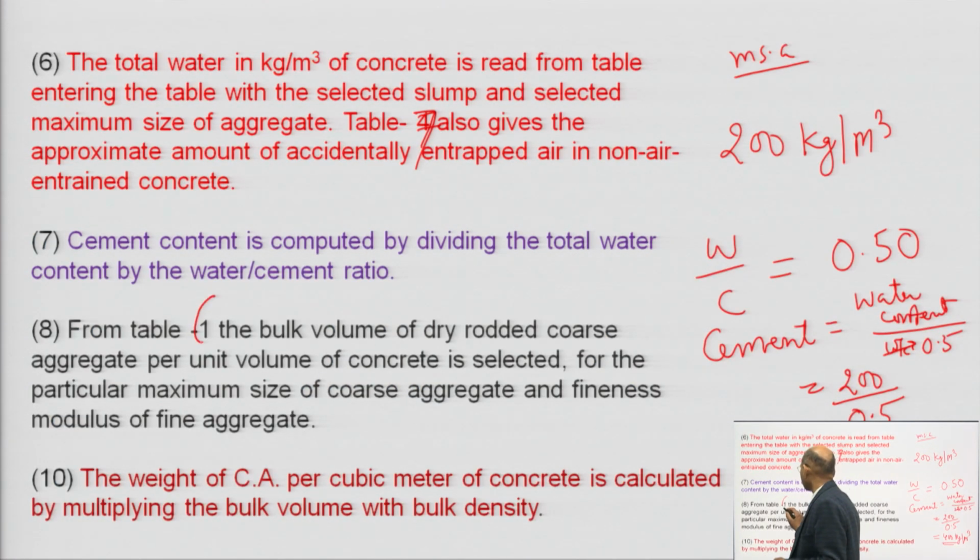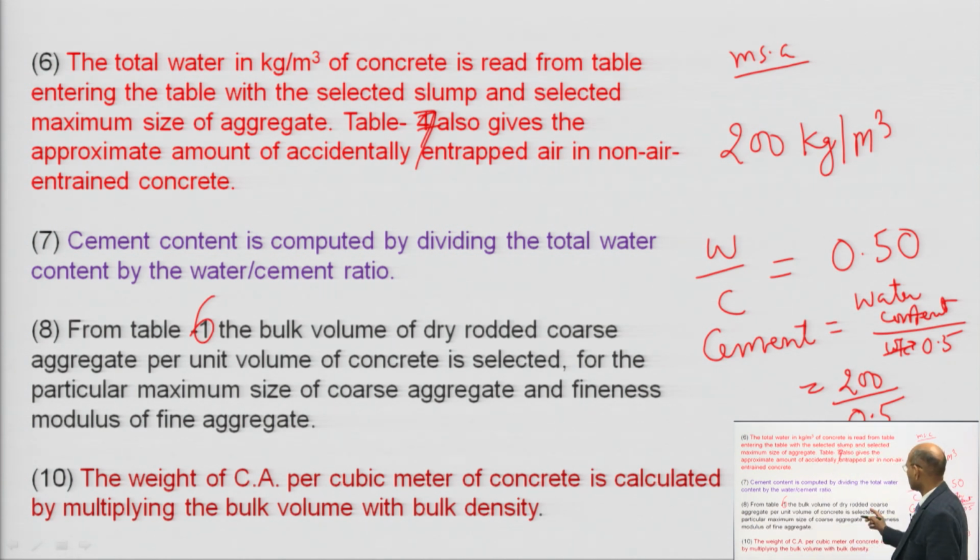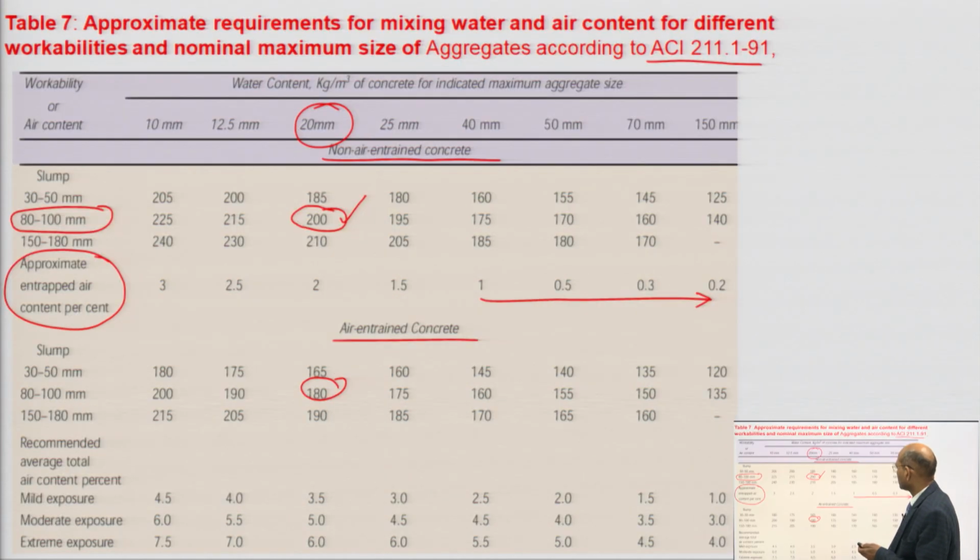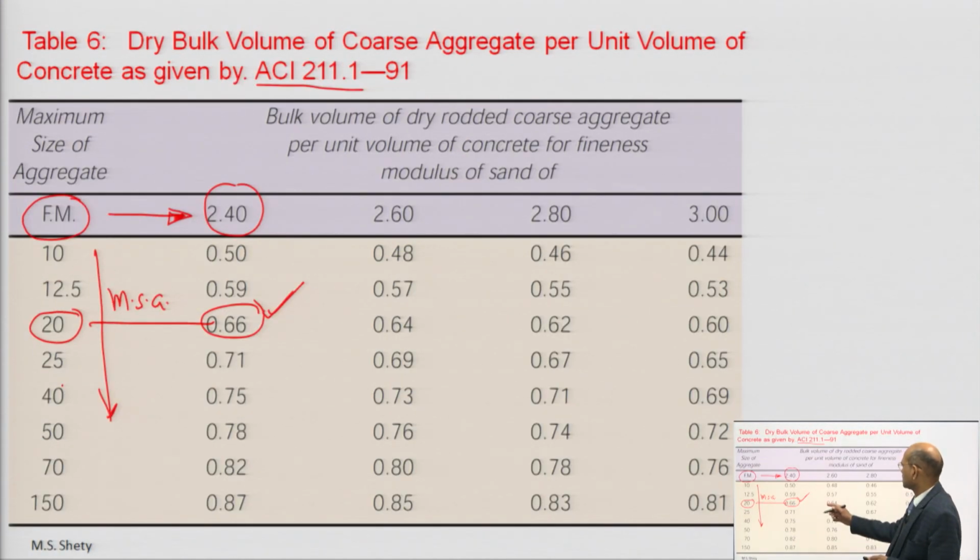So, this is from table number 6, the bulk volume of dry rodded coarse aggregate per unit volume of concrete. Let us say I am getting 0.66 for this example. Say our fineness modulus of fine aggregate is 2.4 and the maximum size of aggregate is 20 mm. So, that value is 0.66, which we have calculated here.